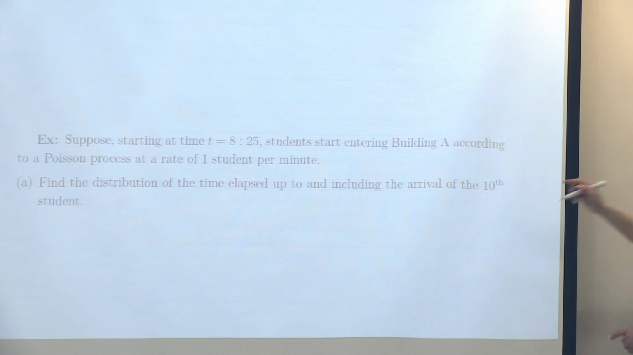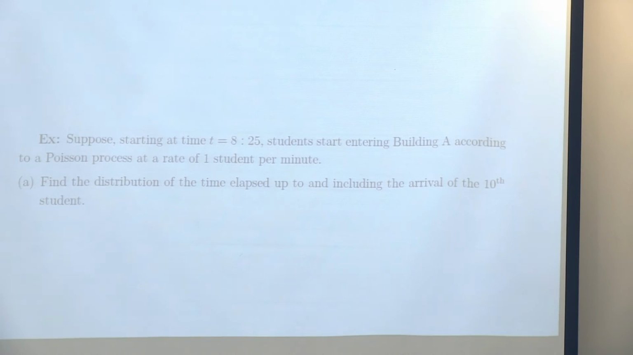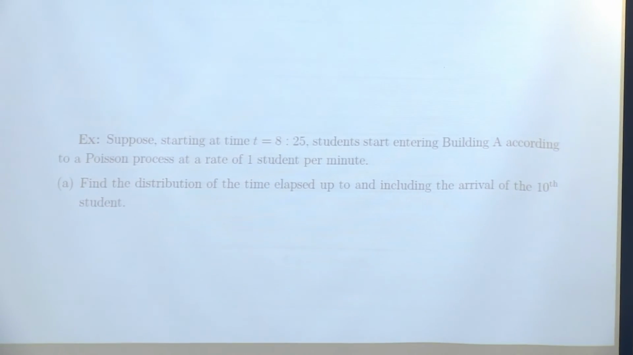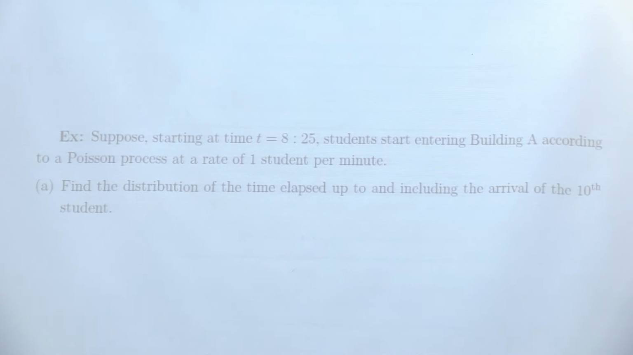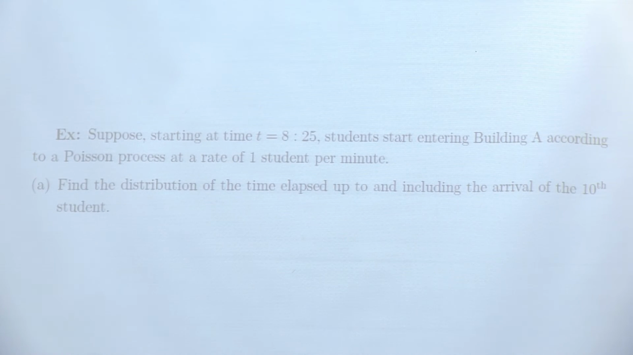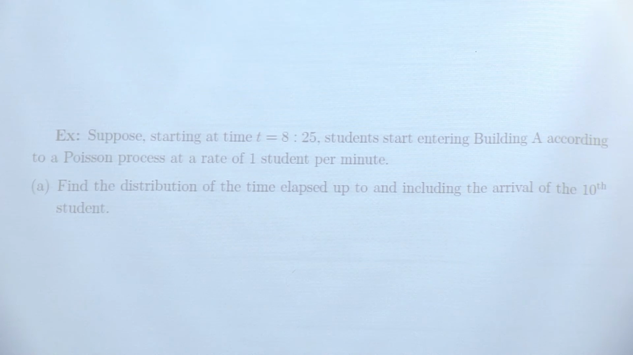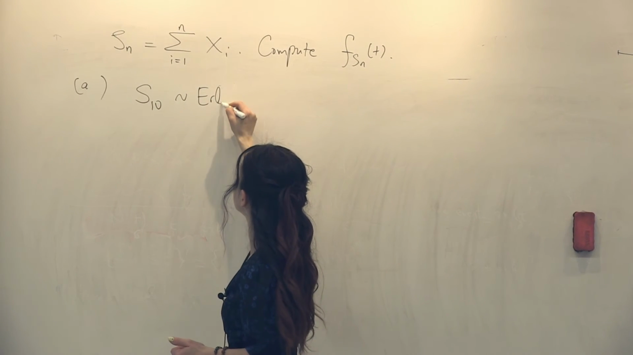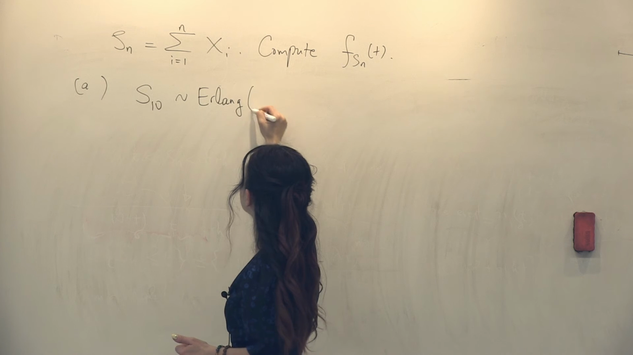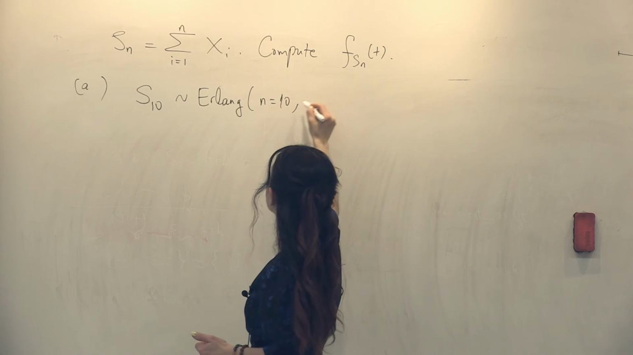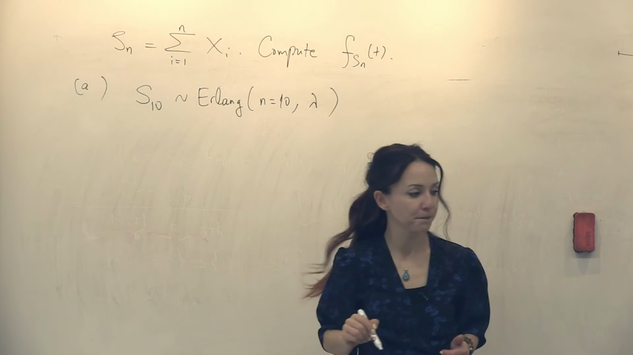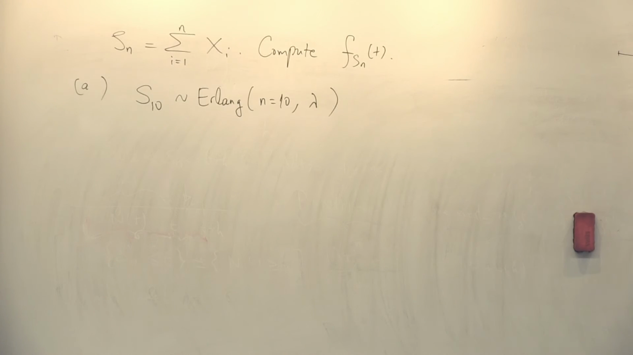So at 8:25, students start arriving, and then in part A, we are asked for the time elapsed up to and including the arrival of the 10th student. So this is S10, right? S10. And we know that this is Erlang of order 10 with parameter lambda. And you can easily plug it into the Erlang density.